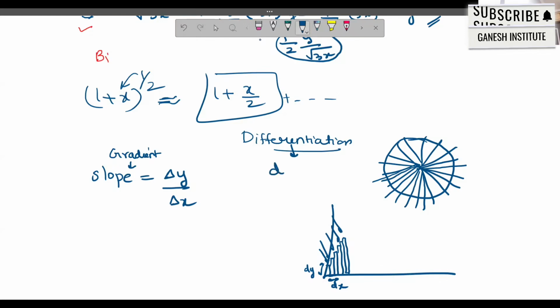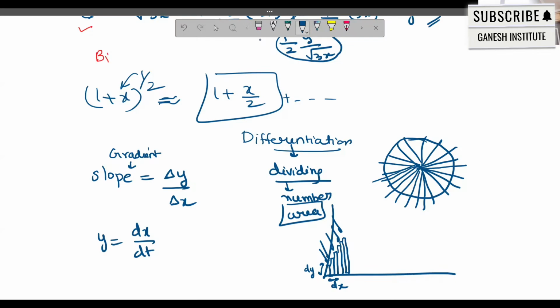So differentiate means dividing one thing into numerous parts so as to get whatever you want to find out, be it a number or area. You can treat them as strips of rectangle, and then find out as if they are dx by dt. Take them here, y dt equals dx. So length into breadth form will be formed.